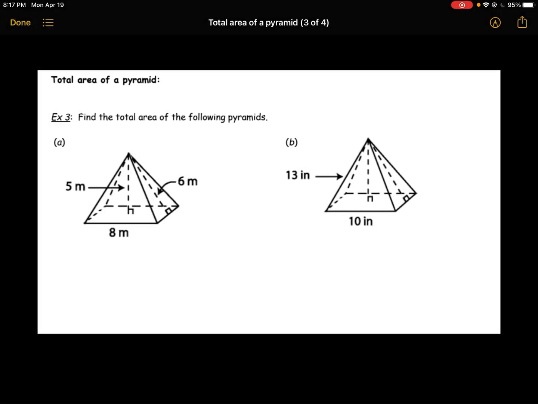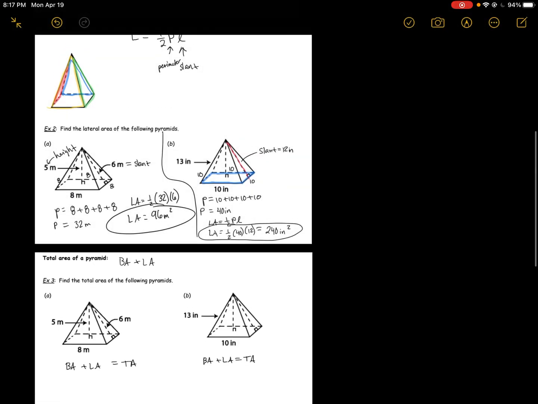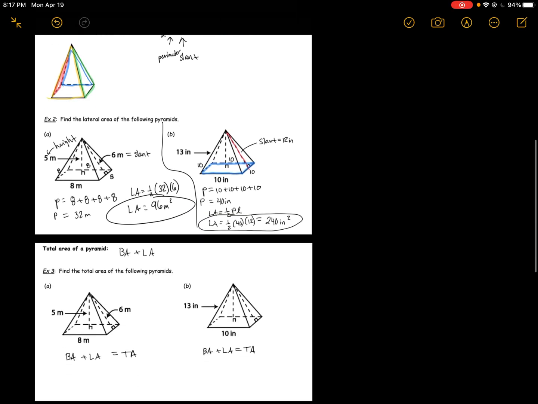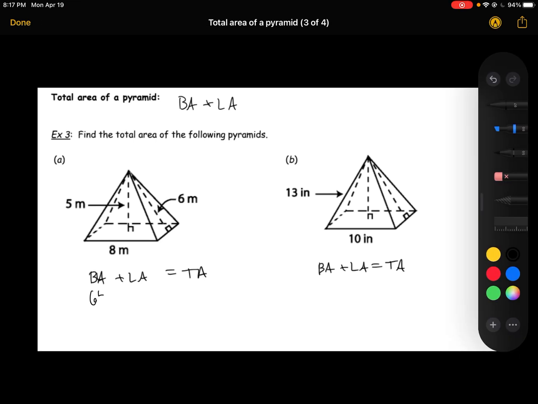All right, so we've done lateral, we've done base, and again, lateral, we're just shading in all of the sides of our pyramid here. So let's keep going. You can probably predict it because we've done this a few times now. Our total area is, again, base area plus lateral area of each of these pyramids. So basically just go back to those previous pages and add the base and the lateral together. And again, the same pyramids that we've seen. So let's take a look.